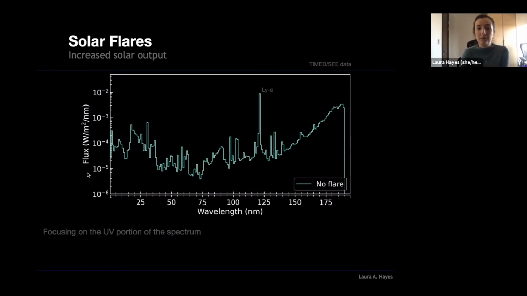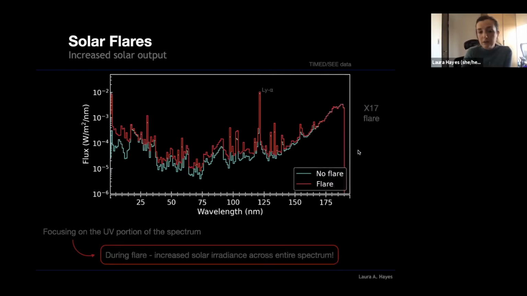And this is just a snapshot. I'm really only looking at the UV portion of the spectrum. This is with TIMED SEE data. So this is looking at the spectra, so we can see wavelength here and flux. We can see, of course, this is during no flare quiet time. The strongest line is Lyman alpha emission.